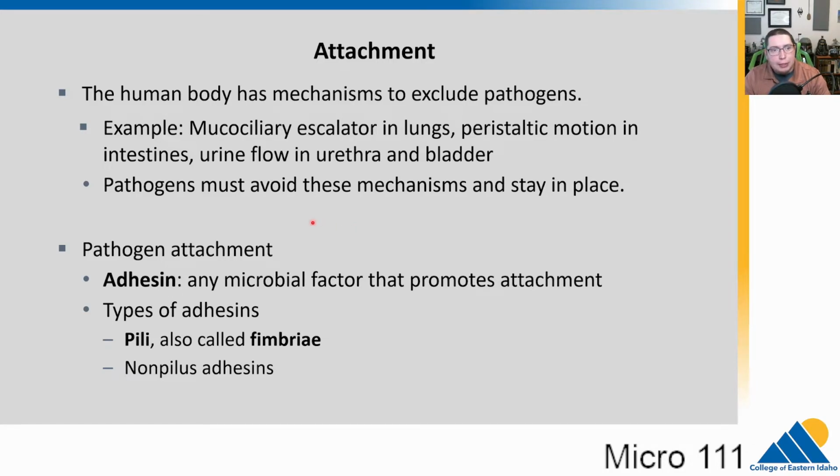Okay, so like I said, your human body has lots of mechanisms that try to get rid of pathogens, get rid of microbes. The mucociliary escalator in the lungs, right? Those cilia beating to bring all that phlegm and junk up out of your lungs. Peristaltic motion in your intestines, constantly pushing things through. Urine flow out of the urethra and the bladder, trying to dislodge any pathogens that may come in there. These all push microbes out. And if pathogens didn't have ways to attach to the cell surface, they would quickly be rid from the body.